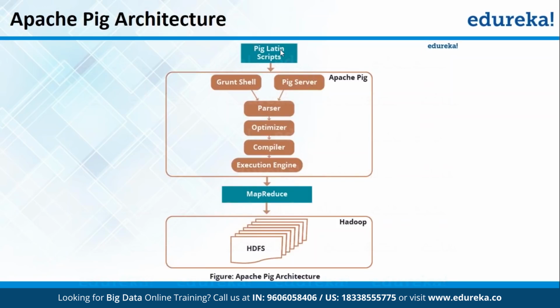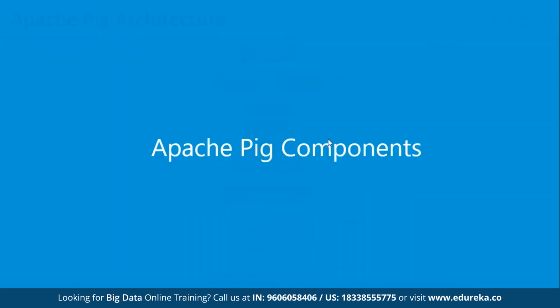Once the Pig Latin script is submitted to Apache Pig, it is parsed by the parser, it is optimized by the optimizer, and the compiler compiles and converts the Pig Latin scripts into Apache MapReduce code, and it is executed using the execution engine over the Hadoop cluster. So this is the simple architecture of Apache Pig. Also, I would like to tell you that this entire thing is commonly known as the Pig MapReduce engine as well, because the entire thing helps in converting the Pig Latin script into MapReduce and then executing it over the Hadoop cluster.